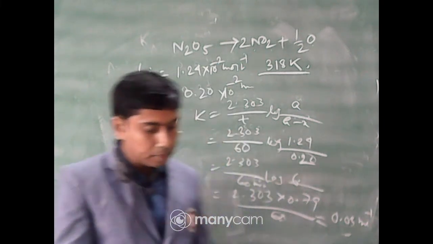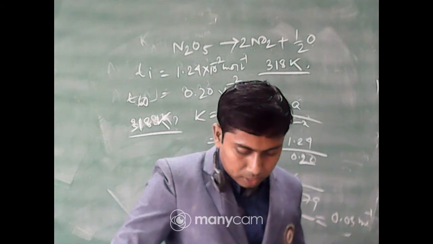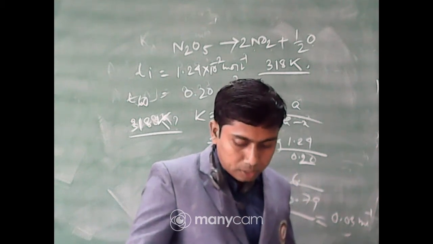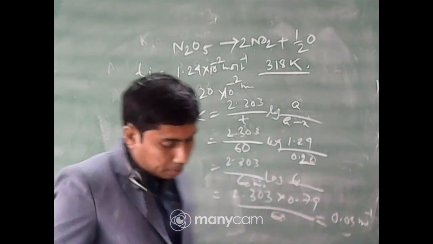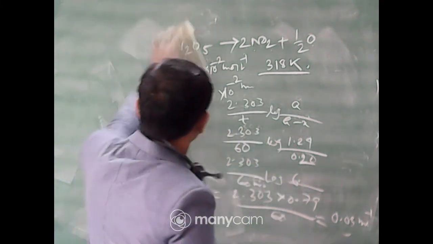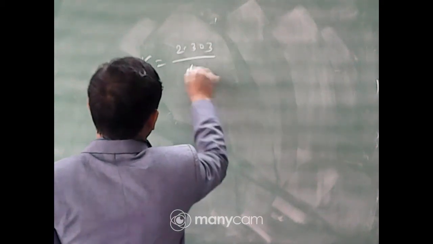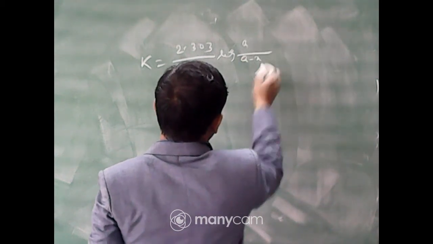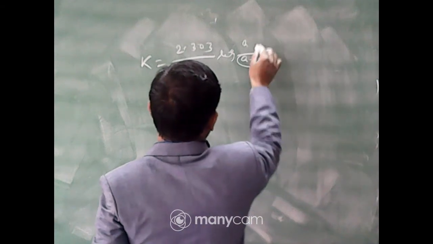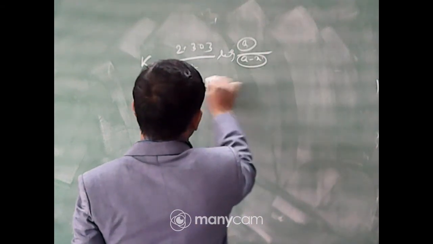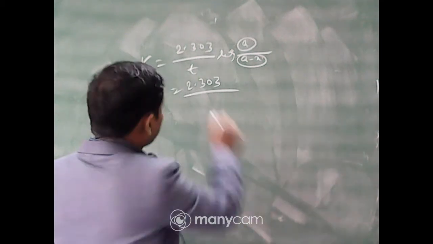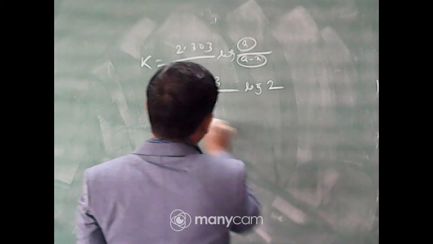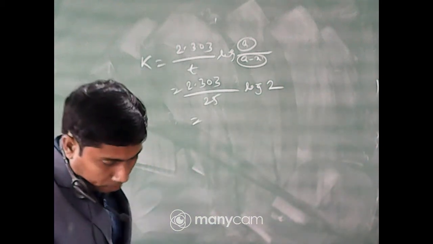A first order reaction is 50% complete in 25 minutes. Calculate the time for completion of 80% of the reaction. So, K equal to 2.303 by t log of A by A minus x. 50% complete, that is A minus x is 50, A is 100. So, 2.303 and the time is 25 minute, log 2.